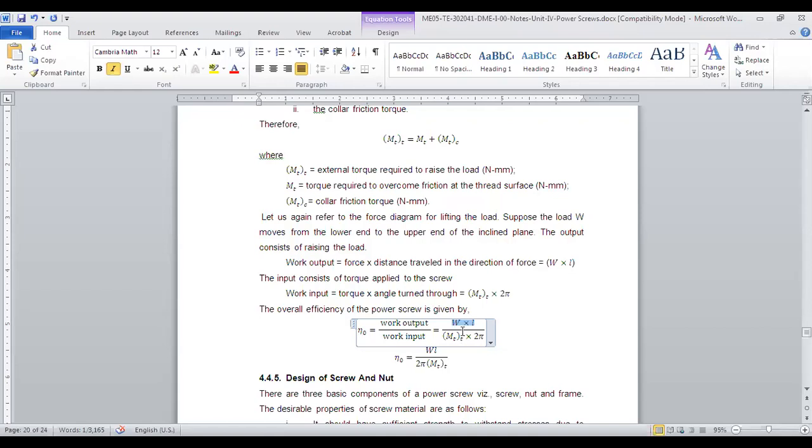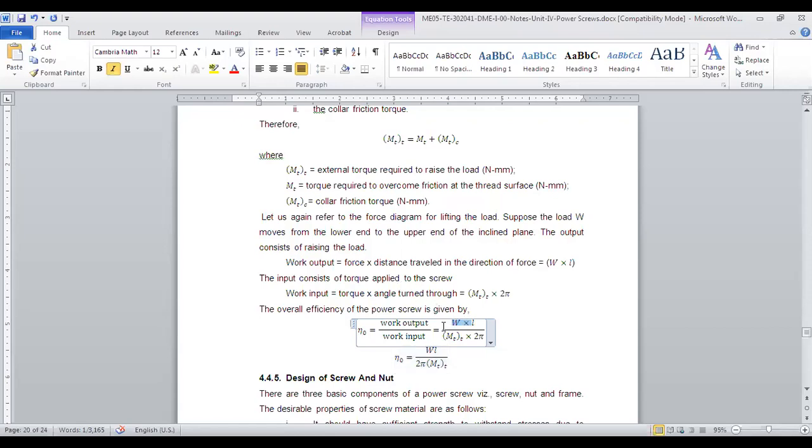If the output we take for one rotation of the screw, then this will be W into L, and input is the torque you are trying to put, it may be a C clamp or screw jack or whatever, torque into 2 pi. 2 pi into torque will give you the input to your particular assembly. So overall efficiency is given by WL upon 2 pi MTT.